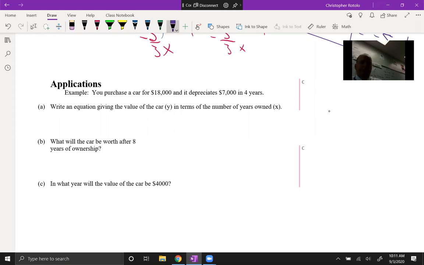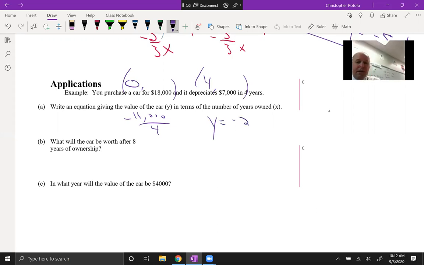The car, number of years. So on year 0, we have $18,000, and year 4, we have $7,000. That creates your ordered pairs. So we know we're going to take the difference here, which is 11,000 divided by 4. Somewhere it's going to be negative depending on which way you did it. So we know basically your slope, so y equals negative. When we divide that out, we get 2,750x plus the initial value. The b value was right there, $18,000.